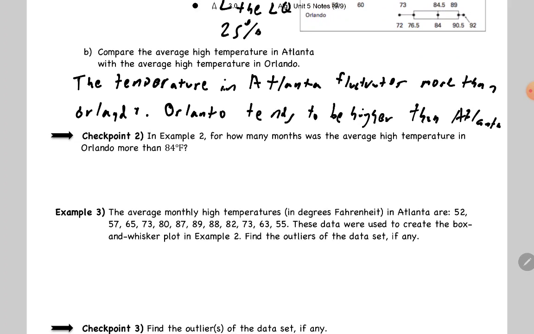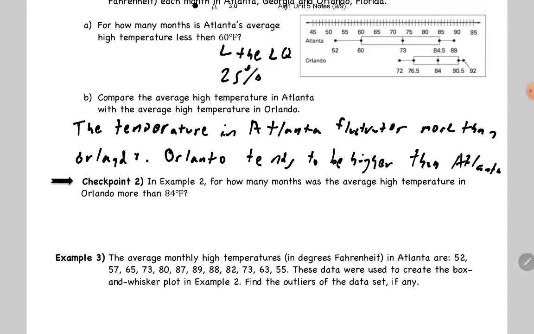Checkpoint 2. In example 2, how many months was the average high temperature in Orlando more than 84 degrees? So we're looking at Orlando, 84. 84 is the median. And we want to say how many months was higher than 84. So remember, the median represents the middle of the data. So 50% is higher than 84 degrees. And also 50% is lower. So this, again, is the median for Orlando.